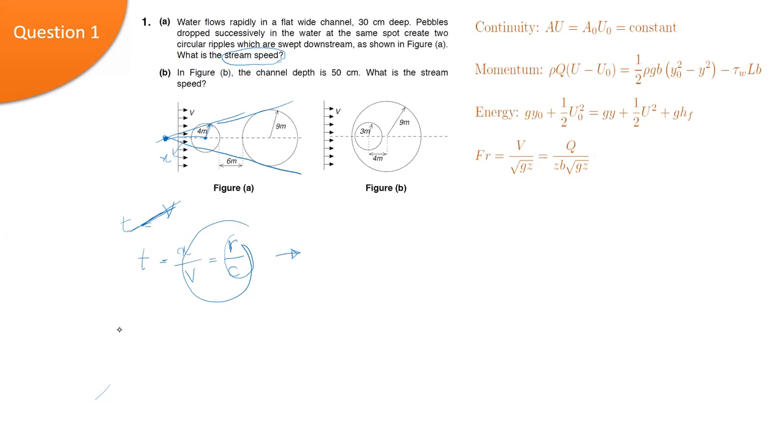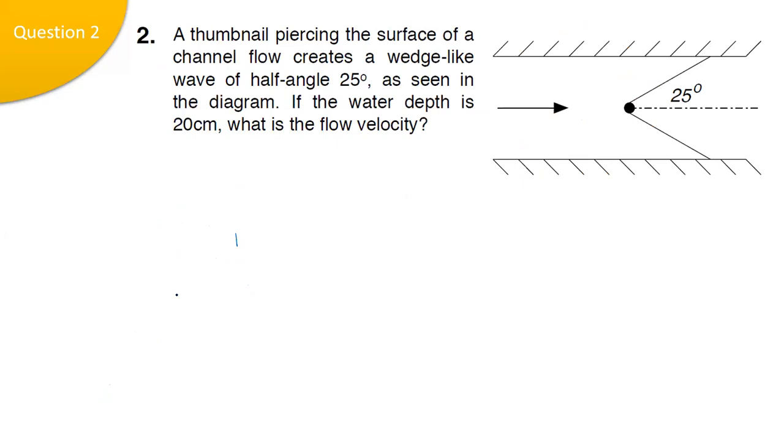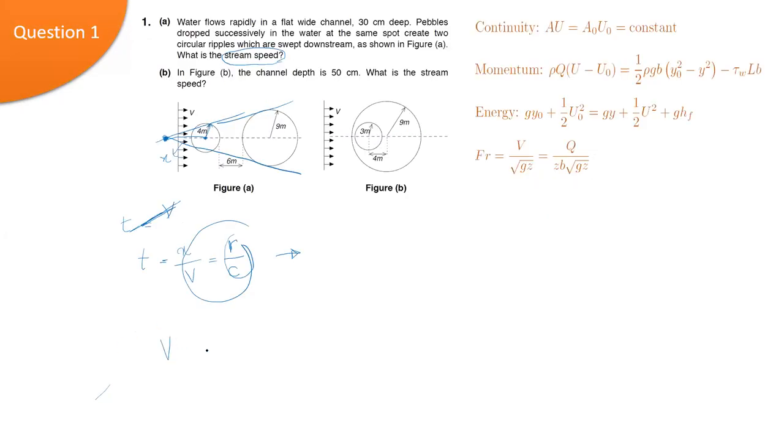So we know that velocity equals distance over time. So time would be distance over velocity. Is it clear, Nessa?